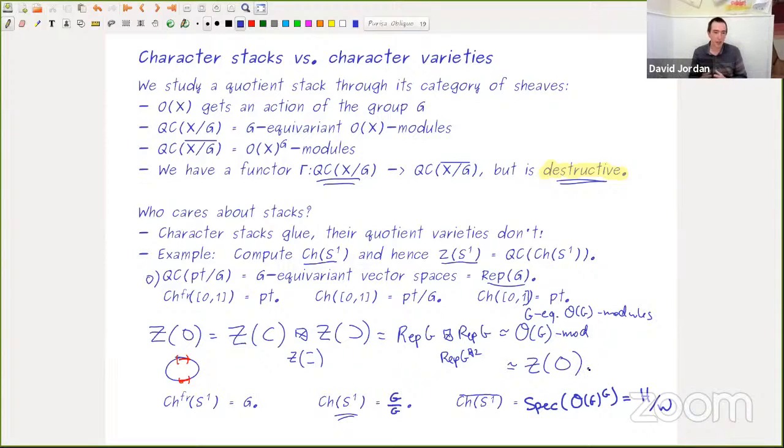So right, what that illustrates is that if you work with the stacks, then you have the glue. Of course, if we had tried to do this with the framed character variety or with the character variety itself, we could never hope to get something as interesting as H mod W just by gluing copies of vector spaces together. It's simply not possible.